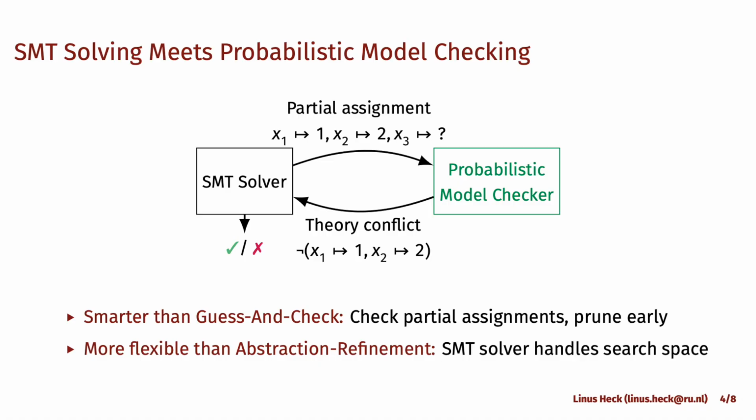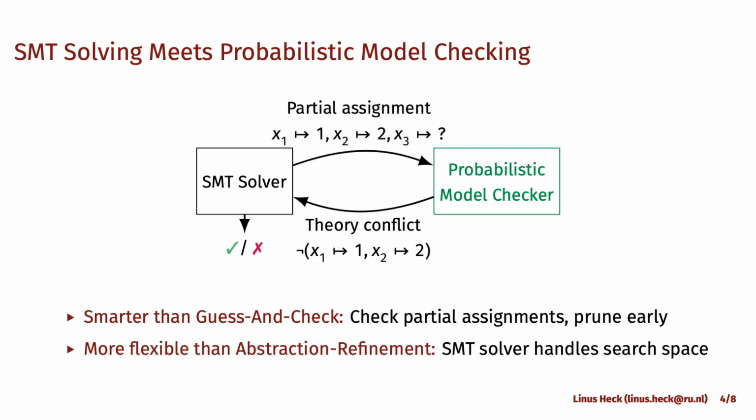Now here's how we evaluate viable. The SMT solver will pick a partial assignment of the variables in viable, for example setting x1 to 1 and x2 to 2. And we have not picked a value for x3 yet, so this is left open. The probabilistic model checker checks whether this partial assignment could be completed to a full model by evaluating a Markov decision process. And if that's not possible, then it will push back a theory conflict. So here, if it pushes back this theory conflict, it can never be the case that x1 is 1 and x2 is 2. This is similar to two other approaches, and I'll tell you why it's different to them.